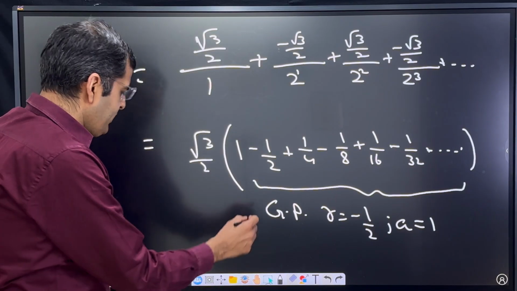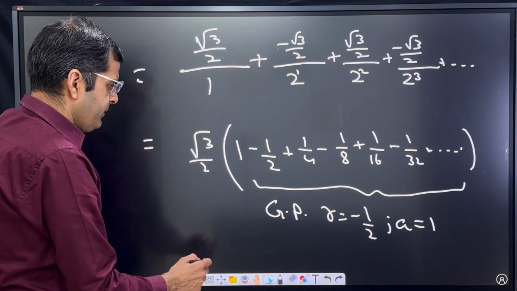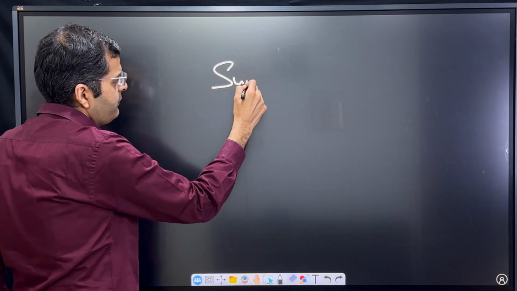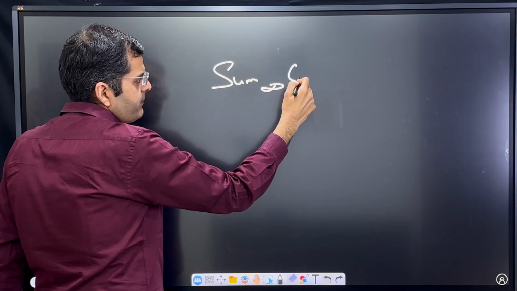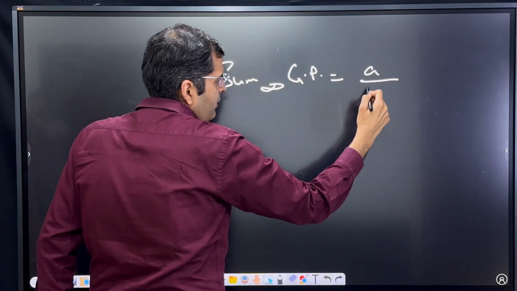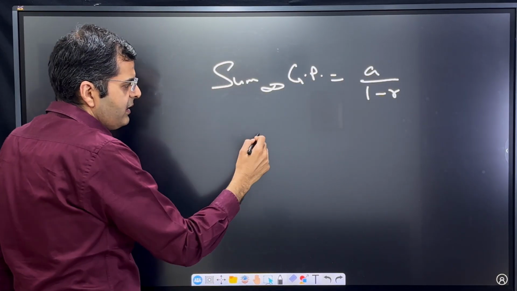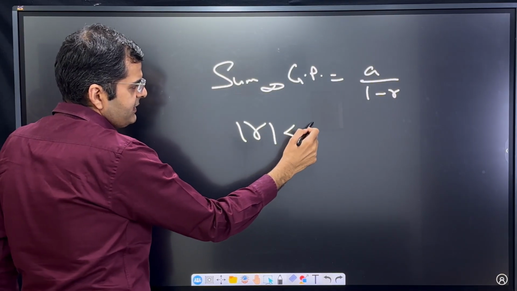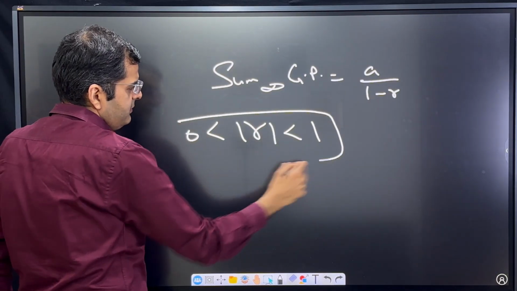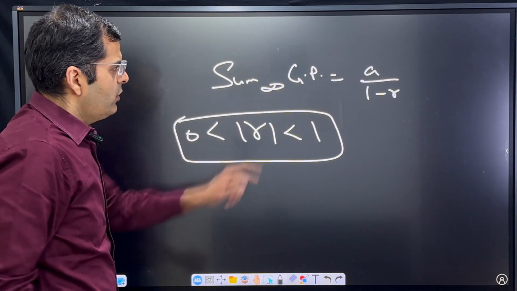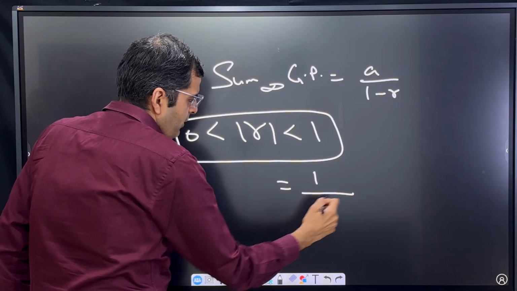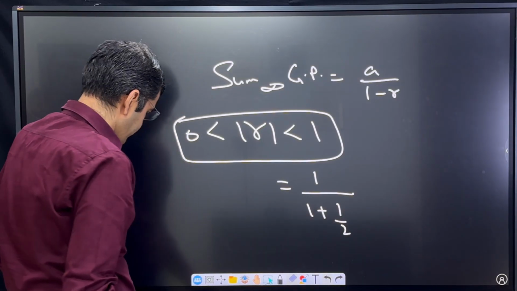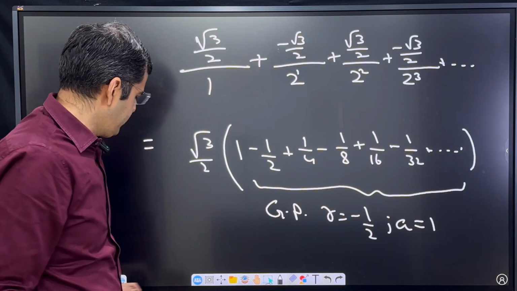Okay. I know that the sum of this kind of an infinite GP is A upon 1 minus R, where the mod of R lies between 0 and 1. Okay. So over here, the sum of this infinite GP is 1 upon 1 minus minus 1 by 2, which is 1 plus 1 by 2, because R is minus 1 by 2.